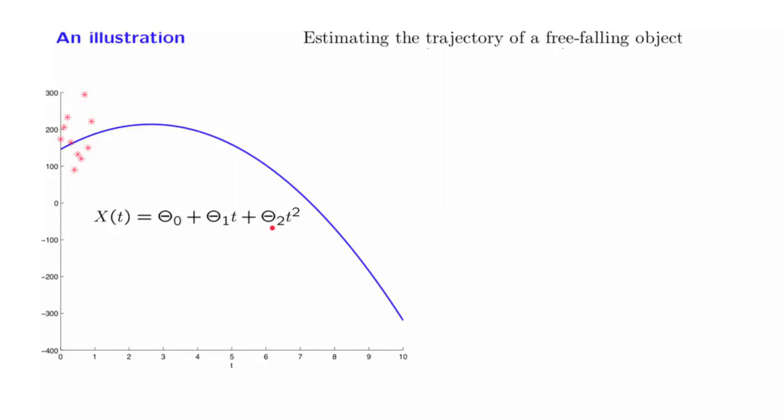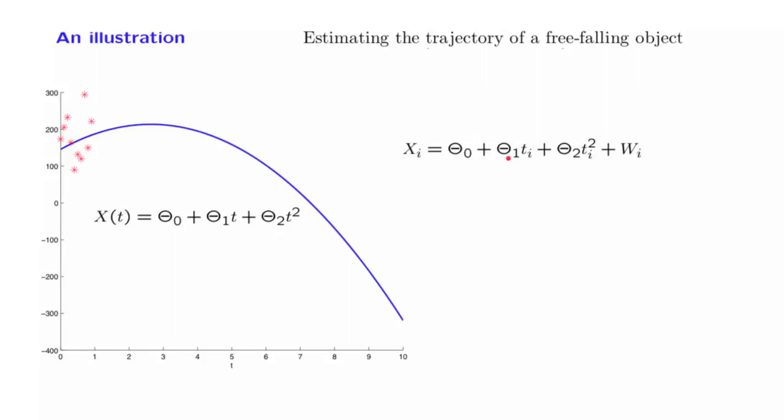We do not observe the true trajectory directly. What we do observe is certain data points. What are they? At certain times ti, we make a measurement of the height of the object, except that this measurement is corrupted by some additive noise. This is the model that we introduced earlier.